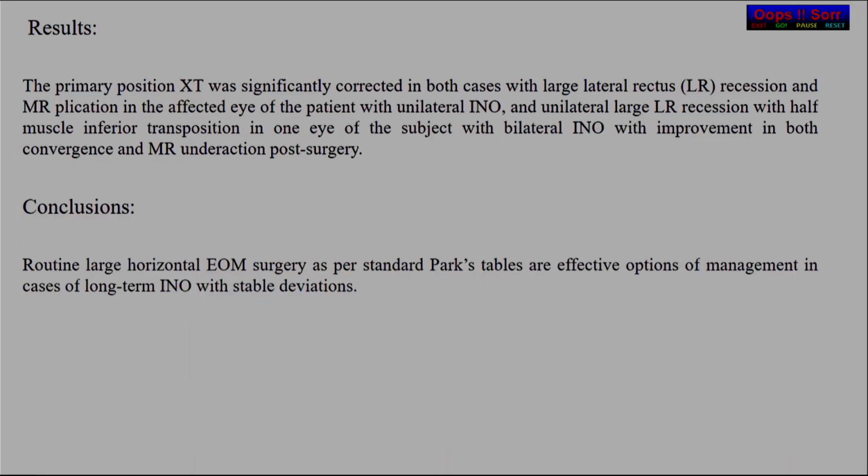So results. The primary position of XT was significantly corrected in both cases with large lateral rectus recession and MR plication in the affected eye of the patient with unilateral INO, and unilateral large lateral rectus recession with half muscle inferior transposition in one eye of the subject with bilateral INO.